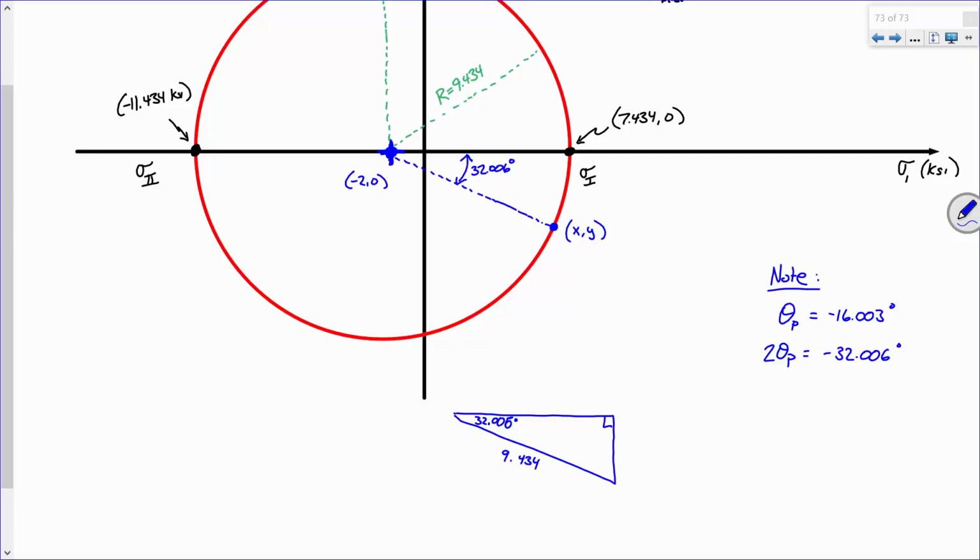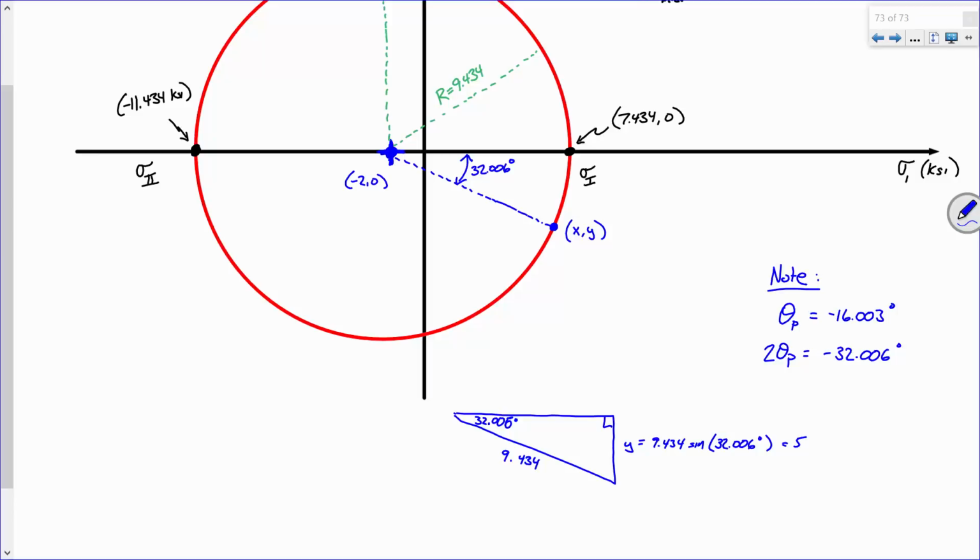Let's start off with y. Remember, the sine of that angle is going to be y over 9.434. So that's going to be 9.434 sine of 32.006 degrees. And what does that come out to be? Maybe like 5. Let's do 5. Everybody okay with that?